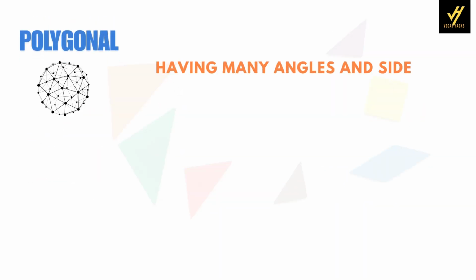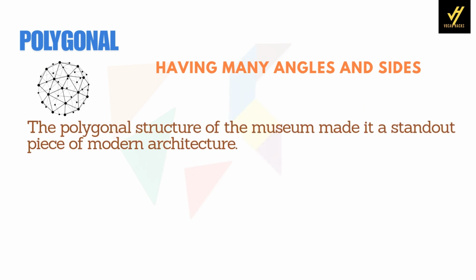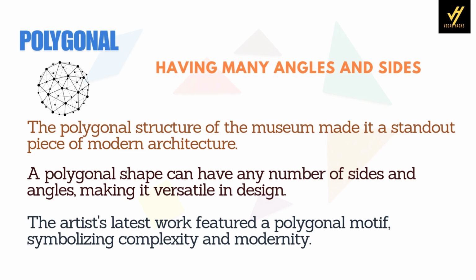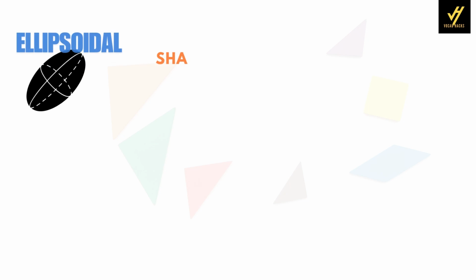Polygonal, having many angles and sides. The polygonal structure of the museum made it a standout piece of modern architecture. A polygonal shape can have any number of sides and angles, making it versatile in design. The artist's latest work featured a polygonal motif, symbolizing complexity and modernity.